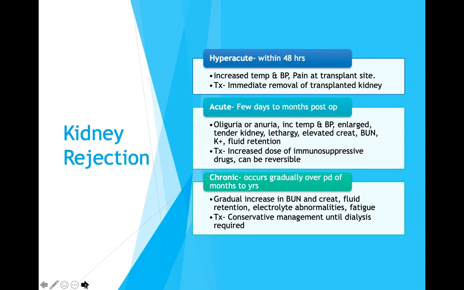Patients also can have chronic kidney rejection. This occurs gradually over a period of months to years. If you think of kidney failure, that's what this patient is going to look like: a gradual increase in the BUN and creatinine. The patient will start to have fluid retention, electrolyte abnormalities, as in any type of renal failure, and fatigue. The chronic can be treated conservatively and managed as any other renal dysfunction would, until possibly dialysis might be required for the patient.